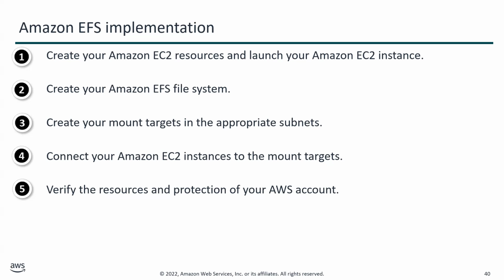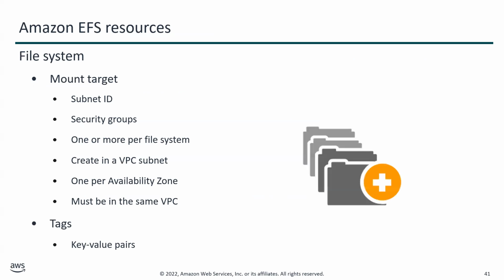Then connect your EC2 instances to the mount targets, and verify these resources and the protection of your AWS accounts. So these were the steps. Some of the resources, like the file system, you have mount target, which is basically automatically created. If you know what you're doing, you can create mount targets yourself, which is for a little bit more experienced user.